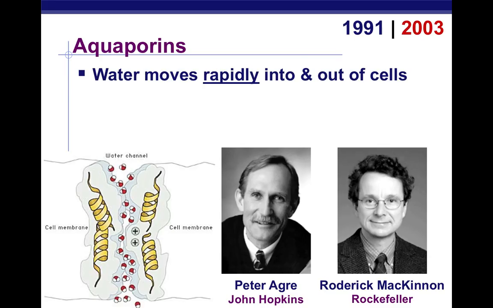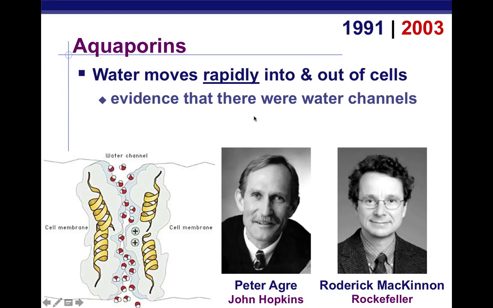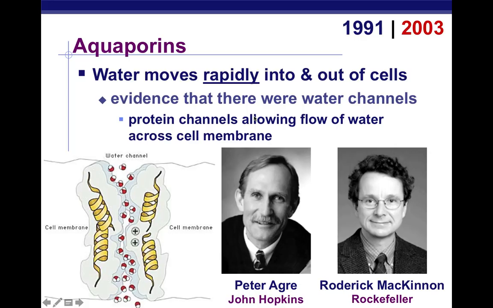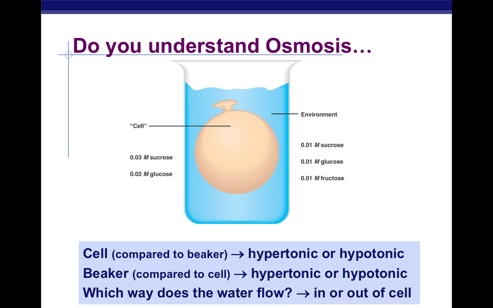These are the men that discovered aquaporins, which are our water channels. And so remember, water goes from high to low. It's going to be going through these little structures. Remember, just like we said, water is going into hypertonic. Okay, so take a second, look at what we've got. You saw this in class. We have a cell in an environment. We're going to pick out if the cell is hyper or hypo, if the beaker is hyper or hypo, and then which way does the water go.